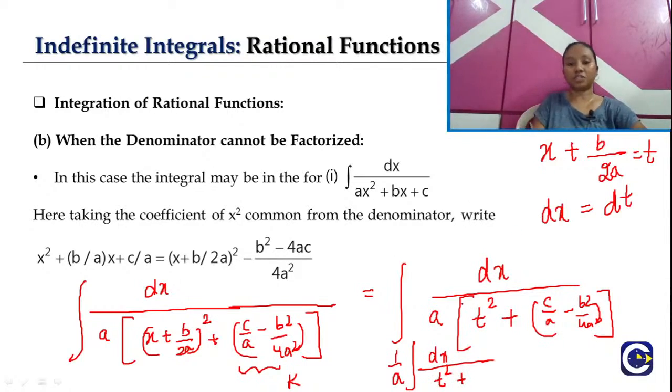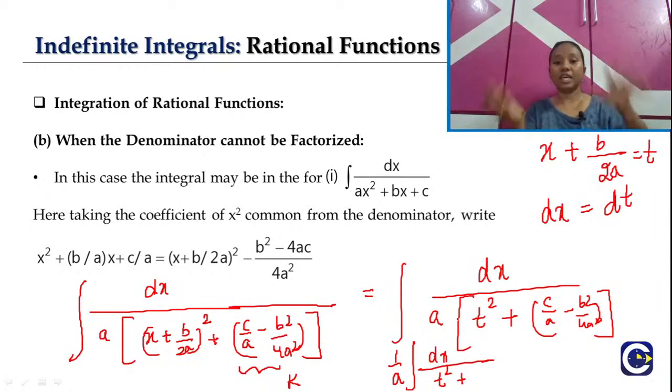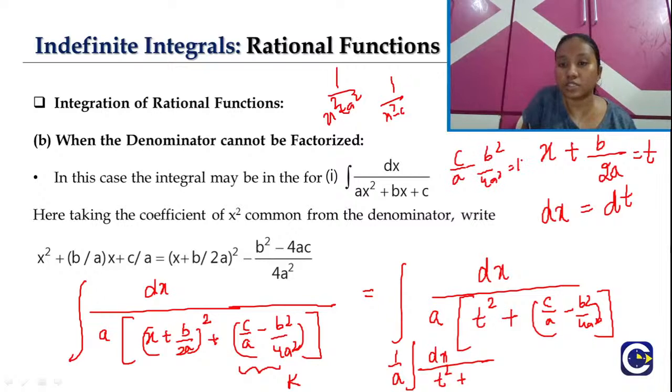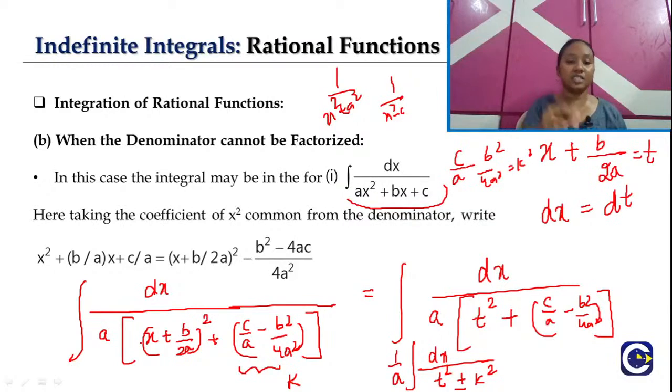So here what I am assuming is, as I mentioned previously, we will be having formulas related to 1 by x square plus a square or 1 by x square minus a square. So those typical functions. So here I am assuming my c by a minus b square by 4a square is equal to some k square, as it's a constant. So depending upon the sign it will be plus or minus k square. So even if I didn't factorize my denominator, I can substitute t in place of x plus b by 2a, and I can further simplify it.